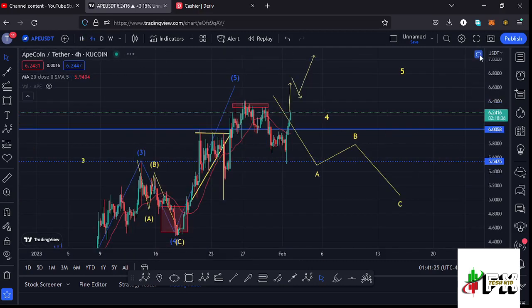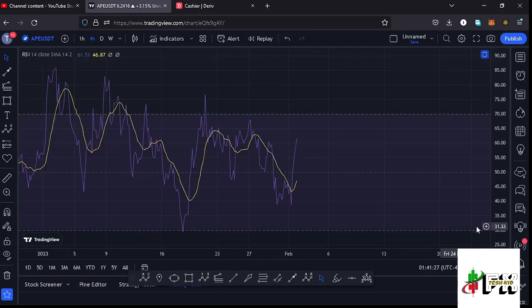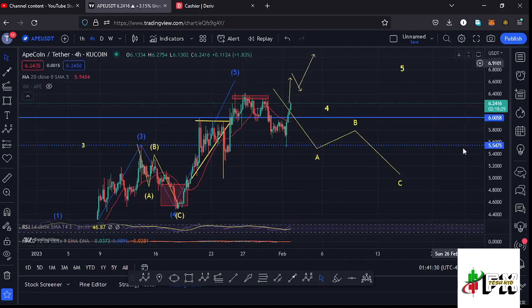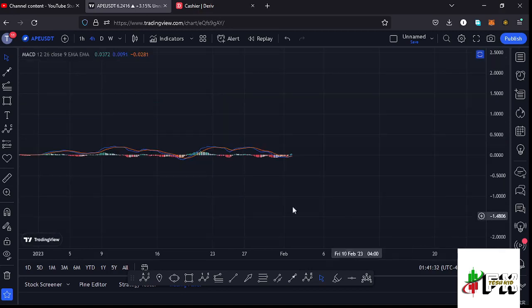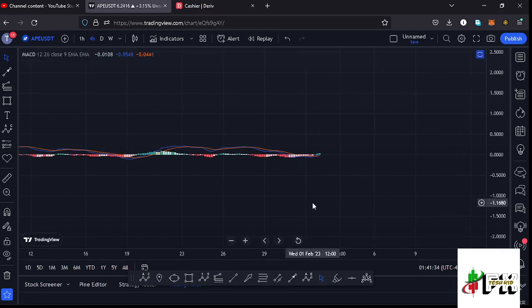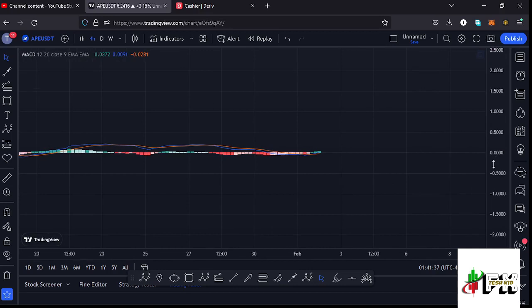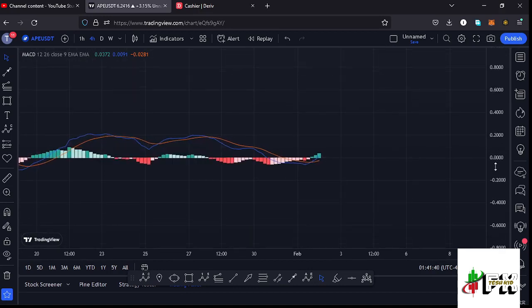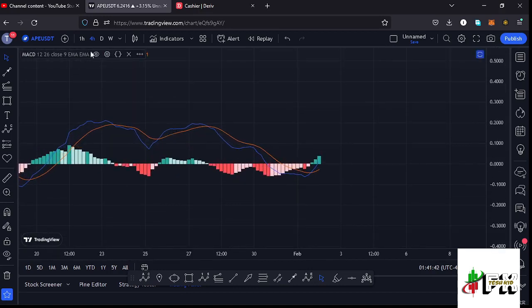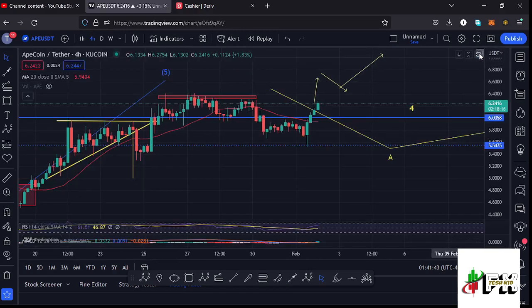And also taking a look at the indicators here on the RSI, we are trading at around the 61 mark, fully supporting higher prices here on the Apecoin chart. Also taking a look at the MACD, we have been able to print a bullish cross, and we're also seeing an increase in the buying volume, meaning higher prices are still coming our way. So let's be patient and see how that plays out, and I'll be keeping you updated.